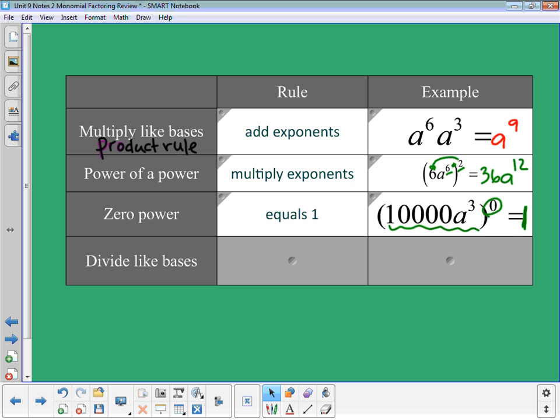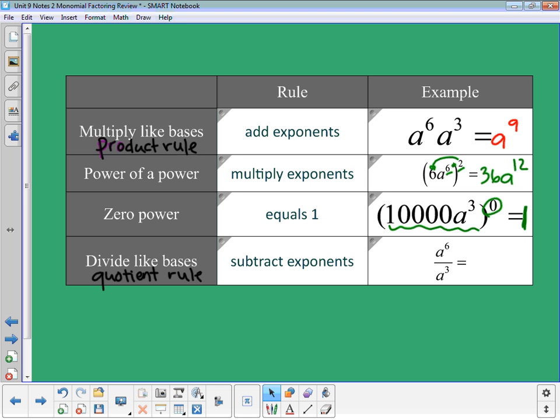And then if we're dividing like bases, this is also called the quotient rule. When we divide like bases, we need to subtract their exponents. So for an example, if I have a to the 6th divided by a to the 3rd, I take a to the 6 minus 3, which is a to the 3rd.